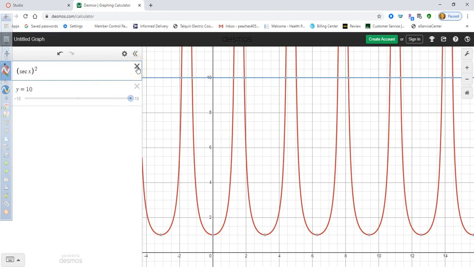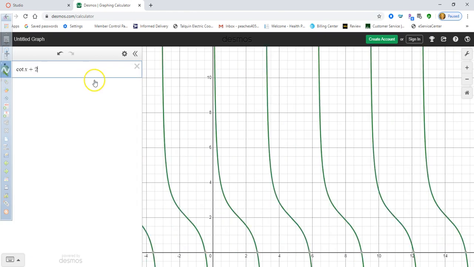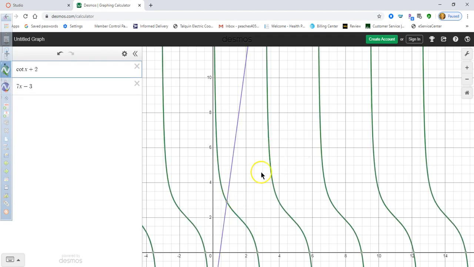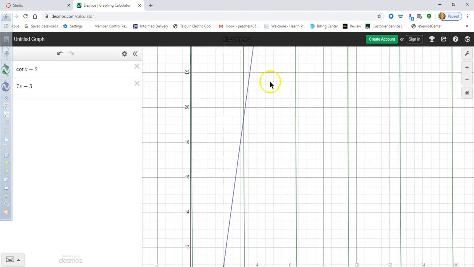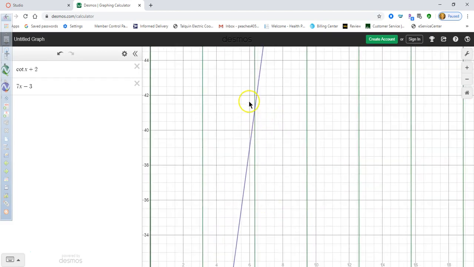Alright, last one I want to show you, because this one's a little weird, is I have cotangent of x plus 2. It's the left side, this is number 5, and I have 7x minus 3. So there's my first one that I found was 0.482. And then I zoom way up here, and it's right here with 3.199. And if I keep zooming up, there's another point that it connects, but 6.3, which is beyond the 6.28 threshold.